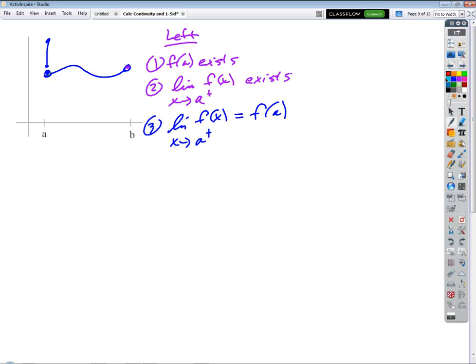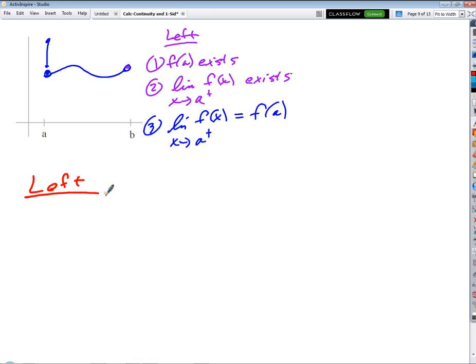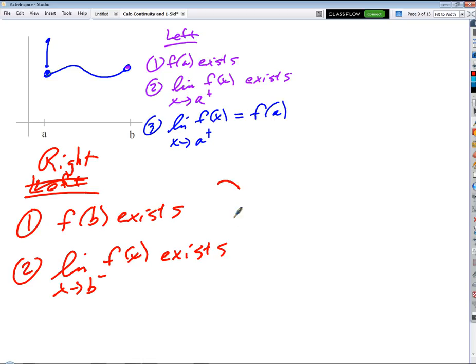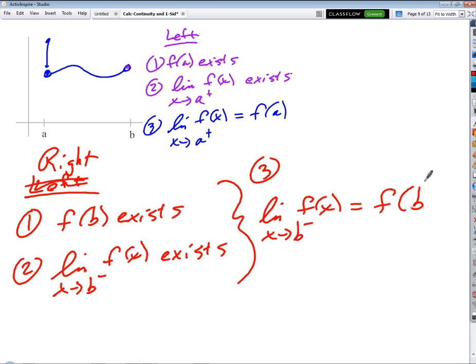So if we want to do the right endpoint, sorry. Now we know, what's our first condition going to be? f of B exists. Second: the limit of f of x as x approaches B from the left exists. And then the important one that really accounts for everything: they're equal, right? They agree.